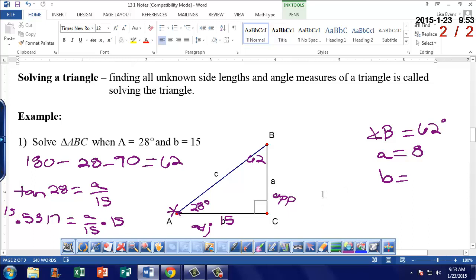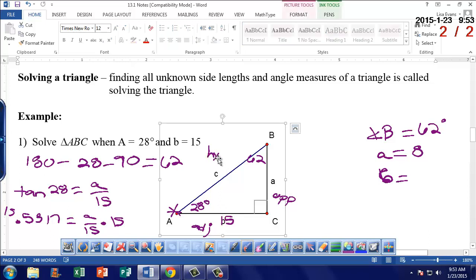Okay, now we're going to go ahead and find b. It should be little c, I'm sorry. We're going to go ahead and find c. So I'm going to start with the sides I was given, just in case I found something incorrect. So again, I'm going to start with the 28 degrees. In relationship to the 28 degrees, I have my adjacent side, and I need to find my hypotenuse. So I'm going to use cosine because I'm going to use adjacent and hypotenuse.